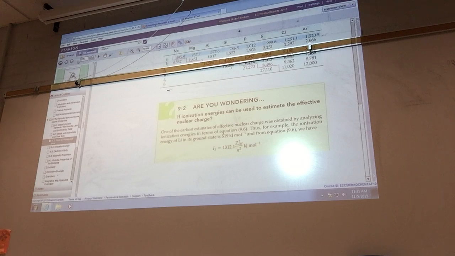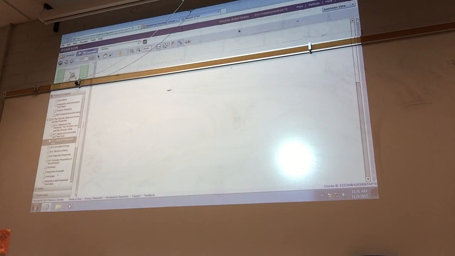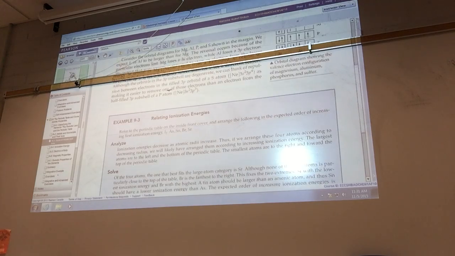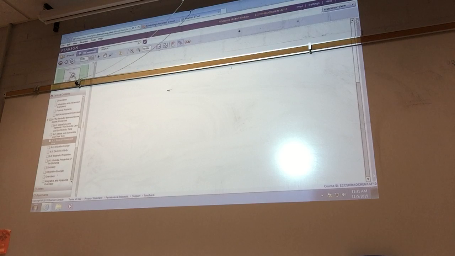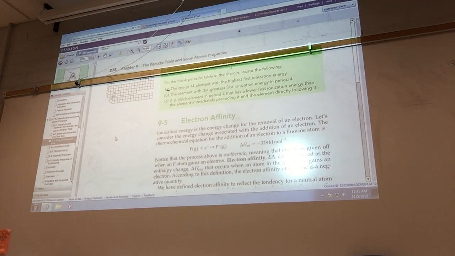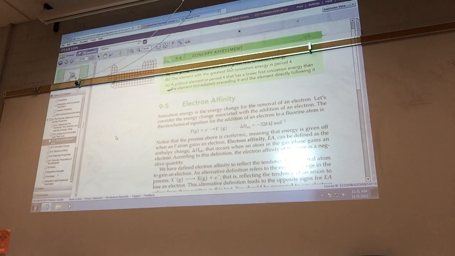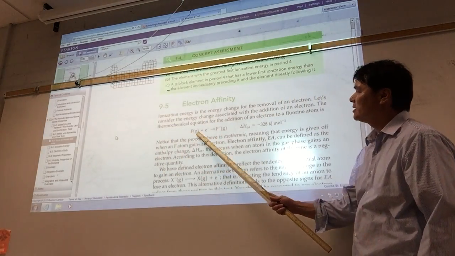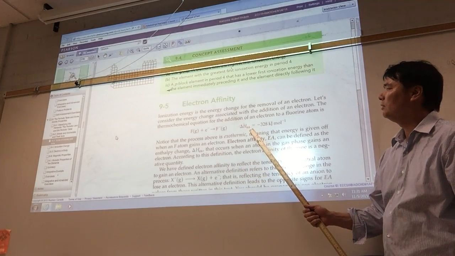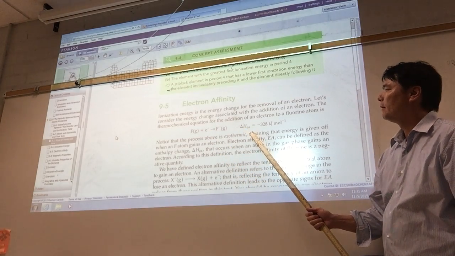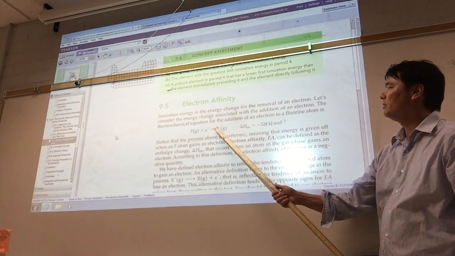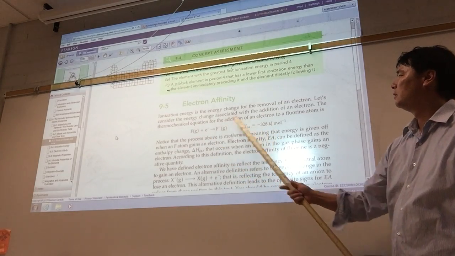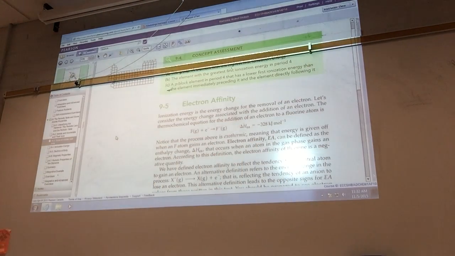Let me go on to electron affinities. Electron affinities are the opposite. Here we take a gaseous atom and add an electron. So this is called EA1 or delta HEA. Usually electron affinities are exothermic here, except for the noble gases and group 2. They're exothermic. And so they form something more stable.